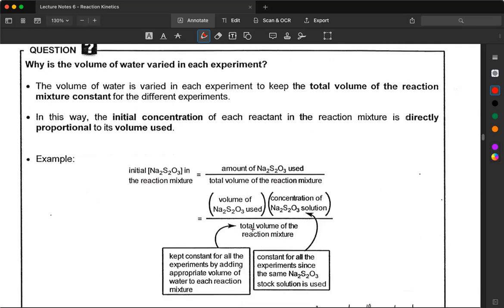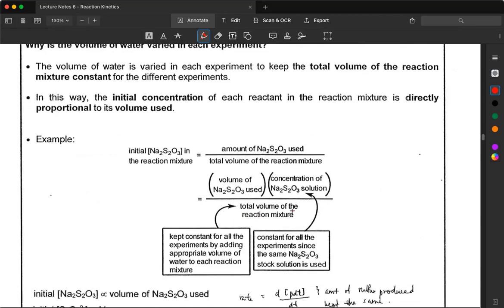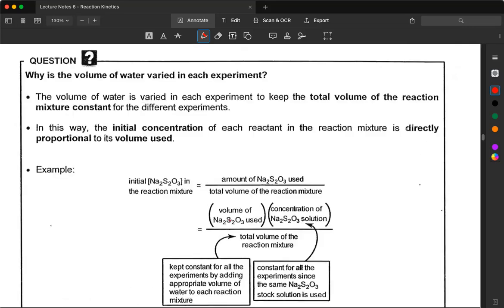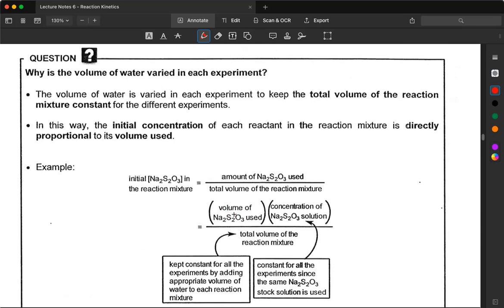Correct? So if we keep this constant by adding different volumes of water, what changes is the volume of thiosulfate, S2O3. So this will change. So if this is constant, because every time you add the sodium thiosulfate, you must understand that it's the same concentration. So this is constant, this is constant. So the concentration of thiosulfate is directly related or proportionate to the volume. It's proportionate to this, because these two are constant, by the way. So every time you put in, it will be constant, because you're taking from the same place, correct?